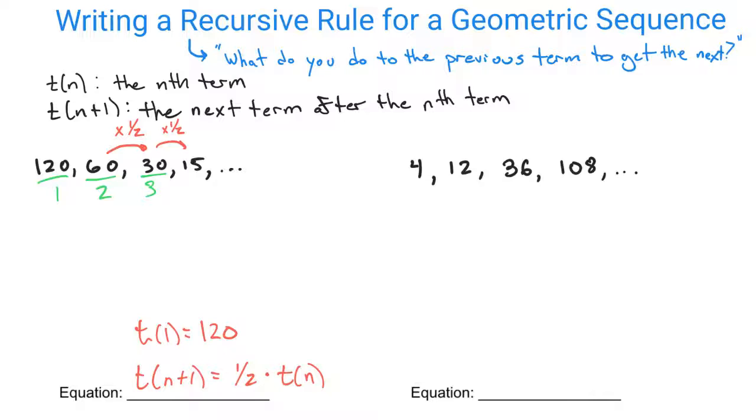So as we look at our other example, same idea. 4 is term 1, 12 is term 2, 36 is term 3, and so on and so forth. What we're doing each time here is we're multiplying by 3 every single time. So we're going to multiply by 3 every single time to get the next term. So that means that T of n plus 1 would be equal to 3 times T of n.